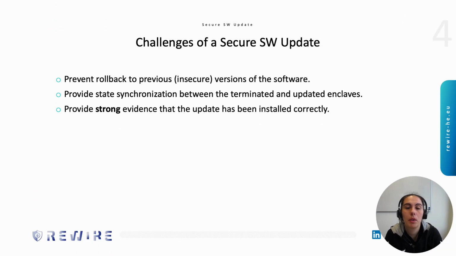However, designing a software update mechanism that fits the enclave threat model is not straightforward. Such a mechanism has to prevent, for example, rollback to previous versions of the enclave that have been deemed insecure. This also implies that an attacker is not going to be able to exploit the bugs that are the reason why this version of the enclave was labeled insecure. Also, it needs to provide state synchronization between the previous version of the enclave and the new version of the enclave that is being applied. And additionally, it has to provide strong evidence that the update has been installed correctly, and has been installed to the version that the developer actually wants to be installed.